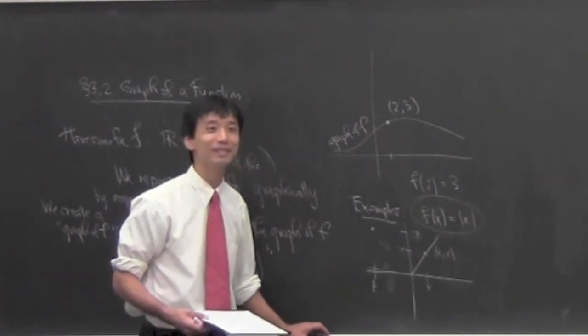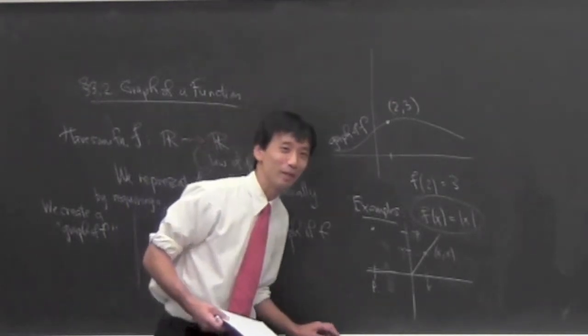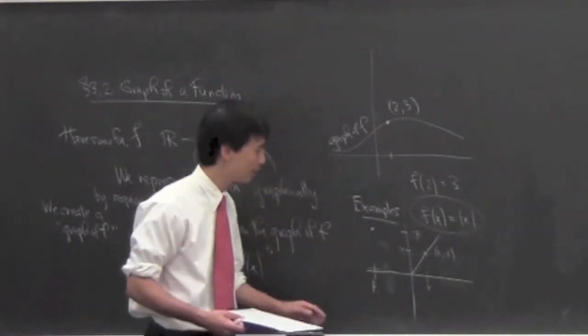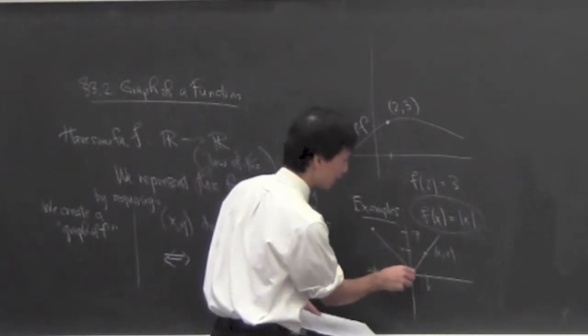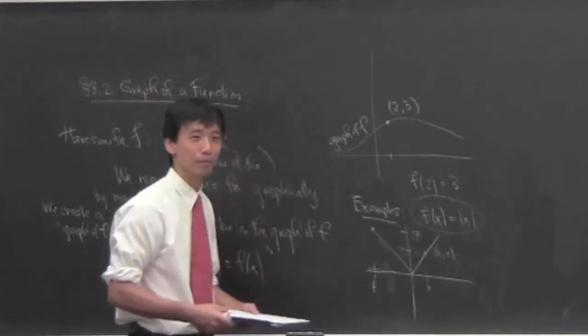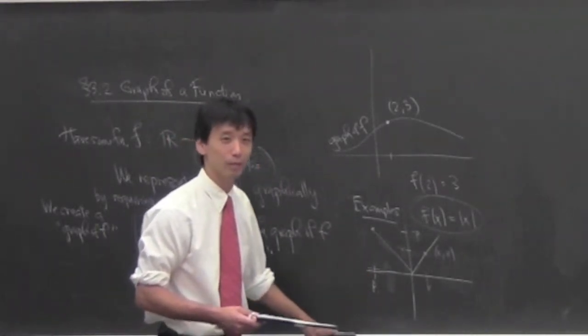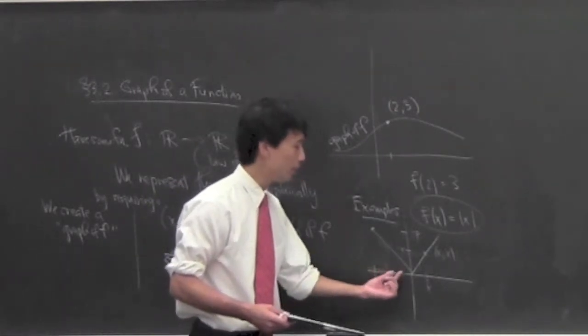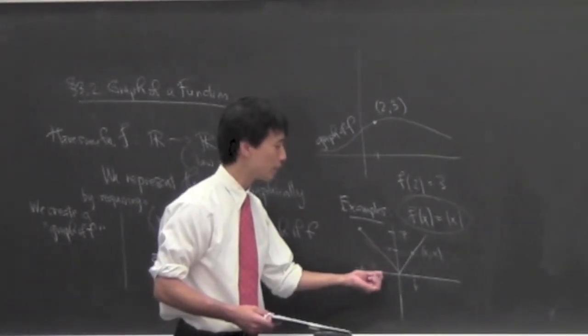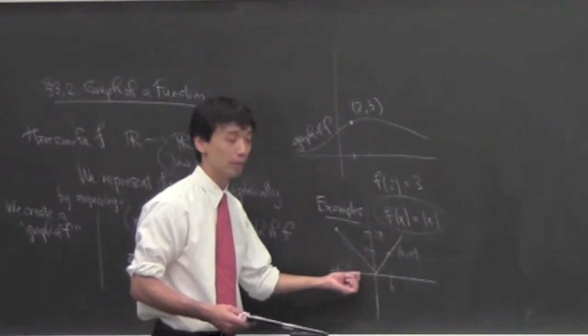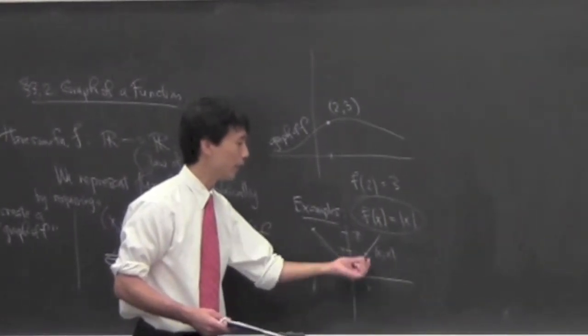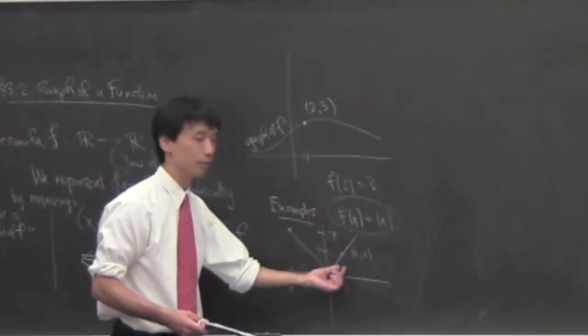Completely obvious. So this thing ends up looking like this. This is how the absolute value graph looks. On the left side, you have the x coordinate and then negative the x coordinate. On the right, you have the x coordinate, and the y coordinate is the same.